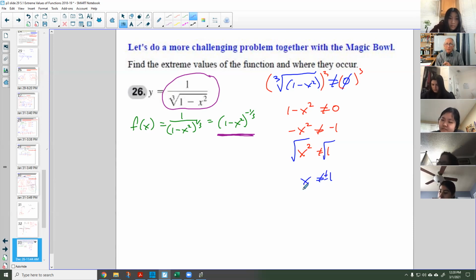Well, that implies, okay, so let's think here. If this is my domain, then that implies that the domain of this function would be negative infinity to negative 1, union negative 1 to 1, union 1 to infinity. Now I'm going to pause right there.